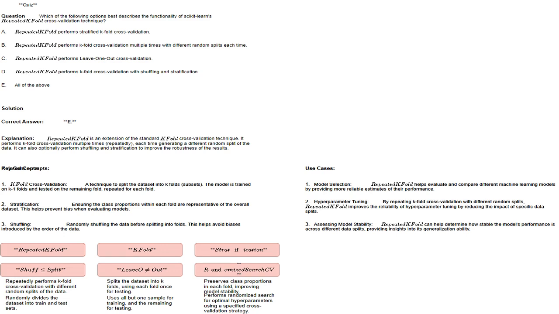In a project to build a recommendation system, you might need to tune the regularization parameter of a linear regression model. Using repeated k-fold, you can experiment with different values of the regularization parameter, and the results will be averaged across multiple splits. This helps identify the regularization strength that yields the best performance, reducing the risk of choosing a value that works well on a single split but not on the entire dataset.